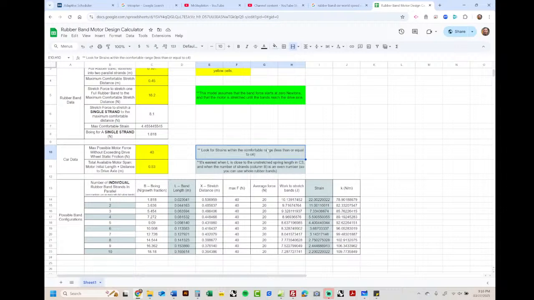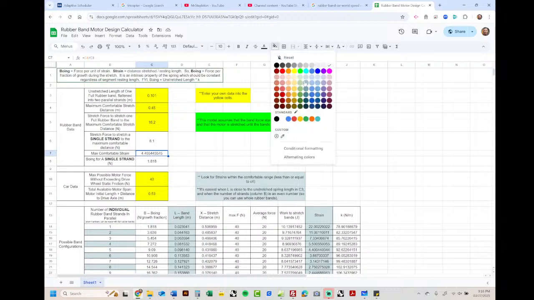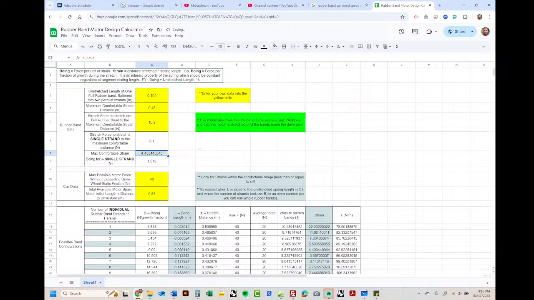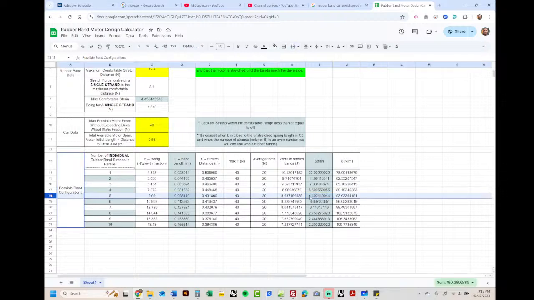Another note, look for strains within the comfortable range. So all of these, here are the strains. The comfortable range is, remember, less than, maybe I should make that the same color as that other stuff. Is that the right color? Yeah. So 4.45, 22 is too much strain. 11 is too much strain. Getting right around here, this is pretty good. So row 18 is kind of a nice place to be.